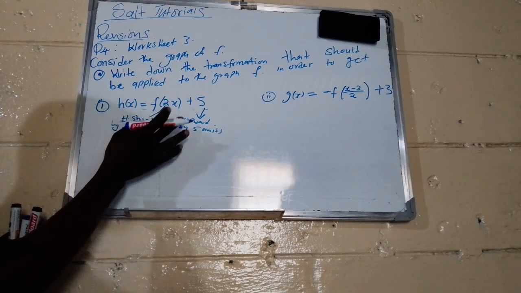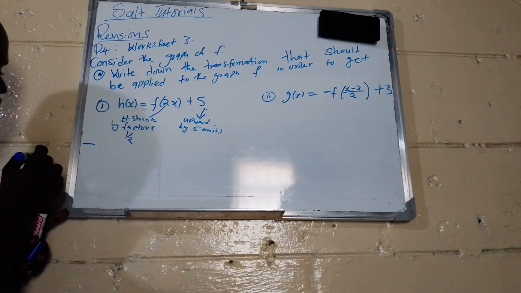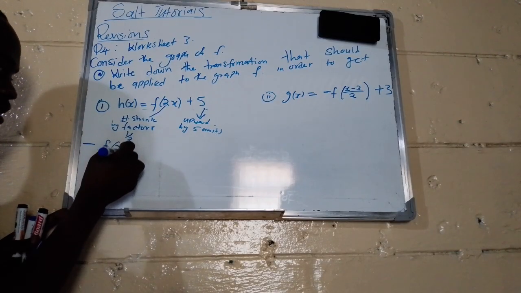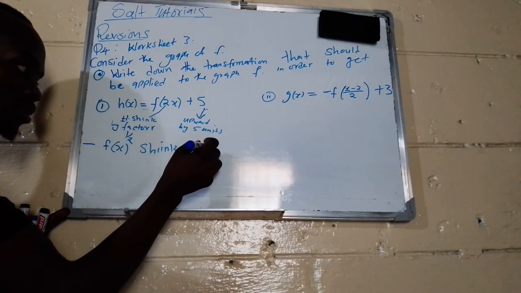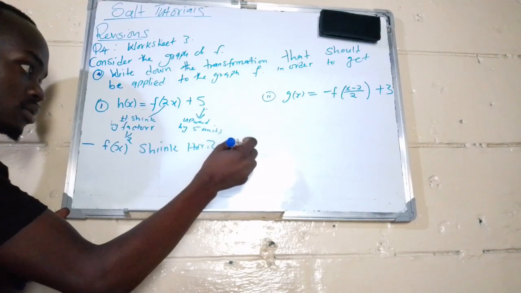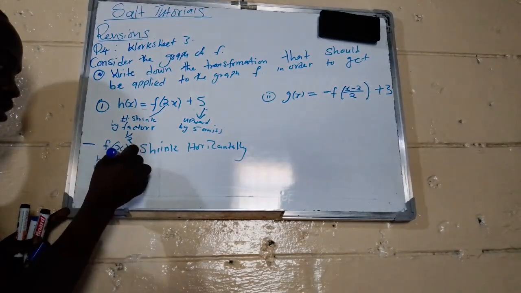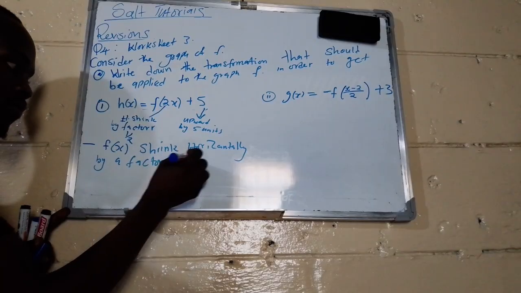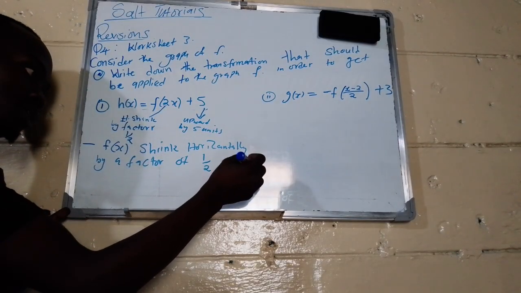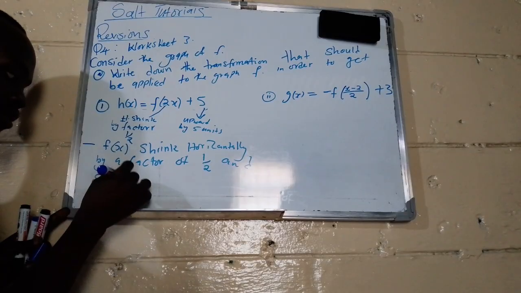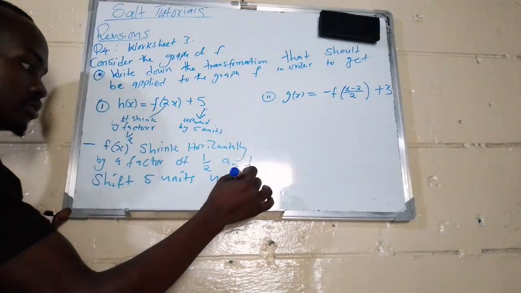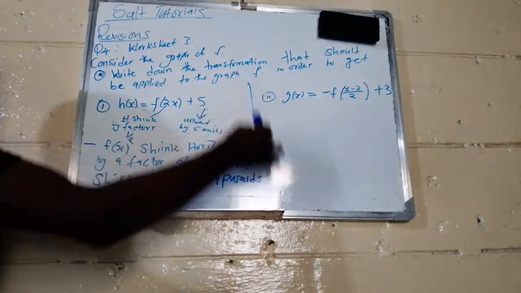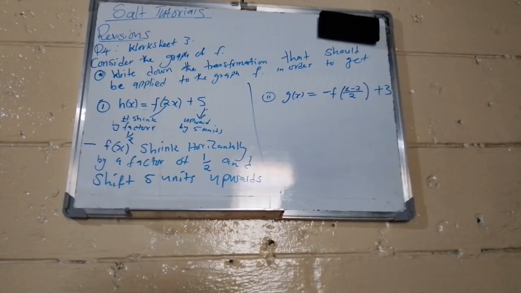So what are the transformations? So the transformations are that f of x shrinks horizontally by a factor of 1 over 2 and shifts 5 units upwards. Okay? And then next we look at g of x.